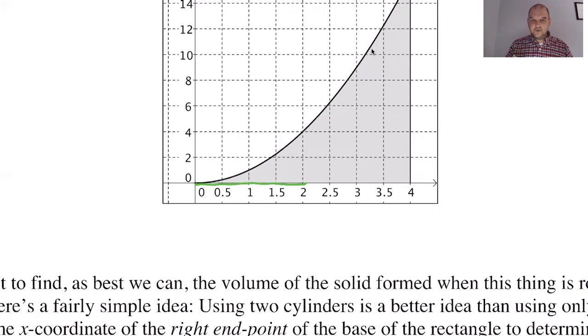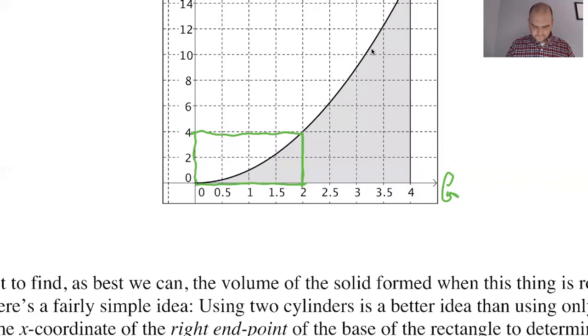Once I get to the right endpoint, I'm going to go up. That's going to be the radius of the cylinder, right? Because that's what's going to get revolved, because we're going around the x-axis. And so I'll go across. So this rectangle is what's going to give us our first cylinder.